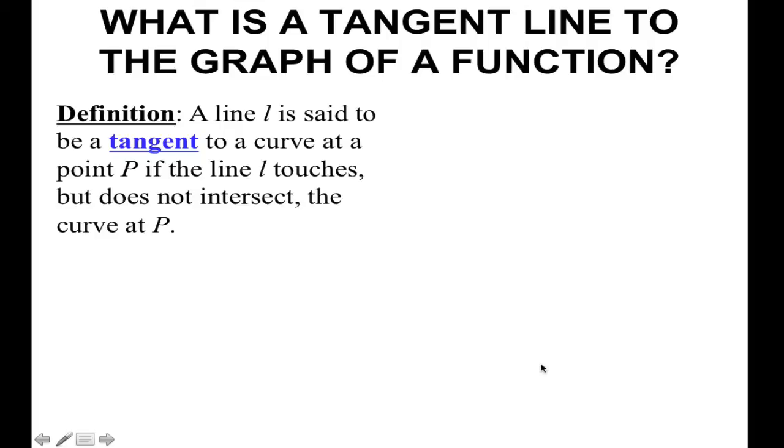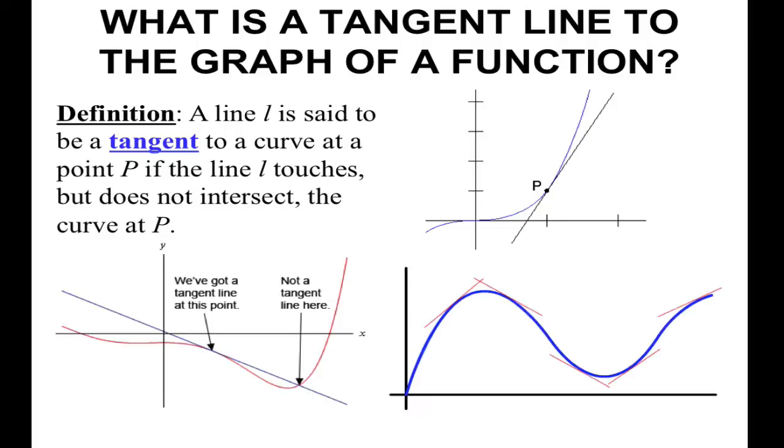So, what is a tangent line to the graph of a function? Well, a line L is said to be tangent to a curve at a point P if the line L touches but does not intersect the curve at P. So here are some examples of what tangent lines look like. And you probably remember tangent lines to circles from geometry. Well, in calculus, we take tangent lines to curves. So notice in this picture, we have a tangent line at this point because it touches the curve at specifically one point, whereas it's not tangent here because it basically intersects the curve.